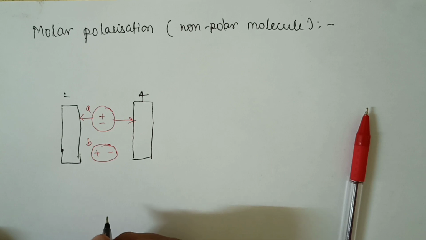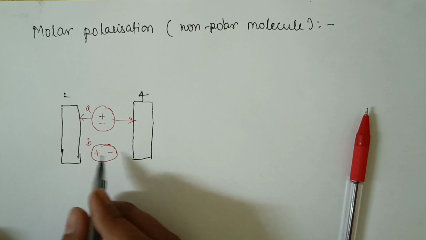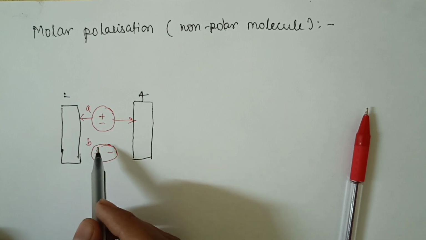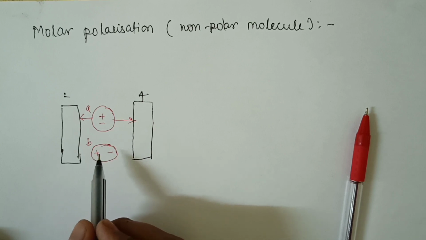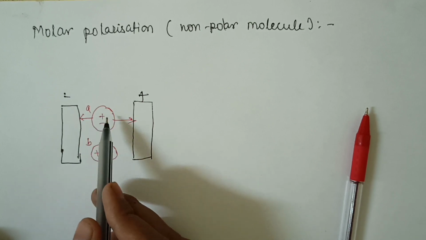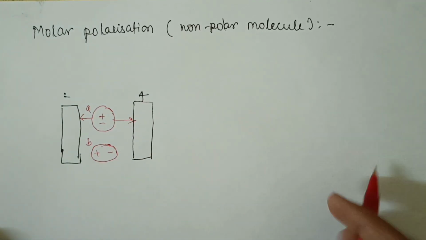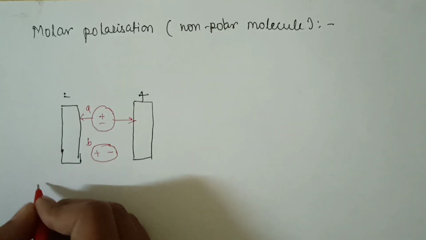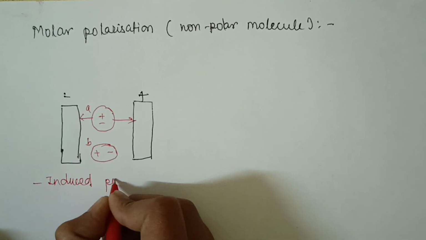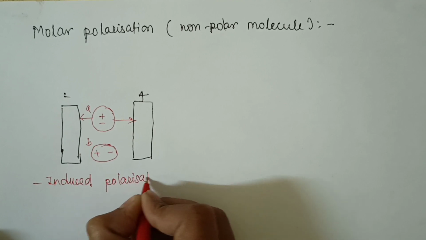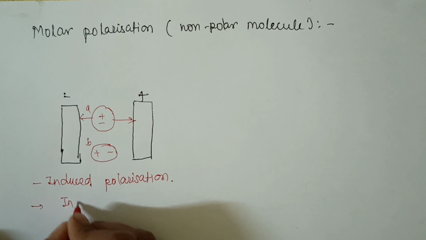As soon as the electrical field we applied externally is removed, the polarization also disappears, and the molecule reverts to its original state. So this type of polarization is known as induced polarization, and the dipole is known as an induced dipole.